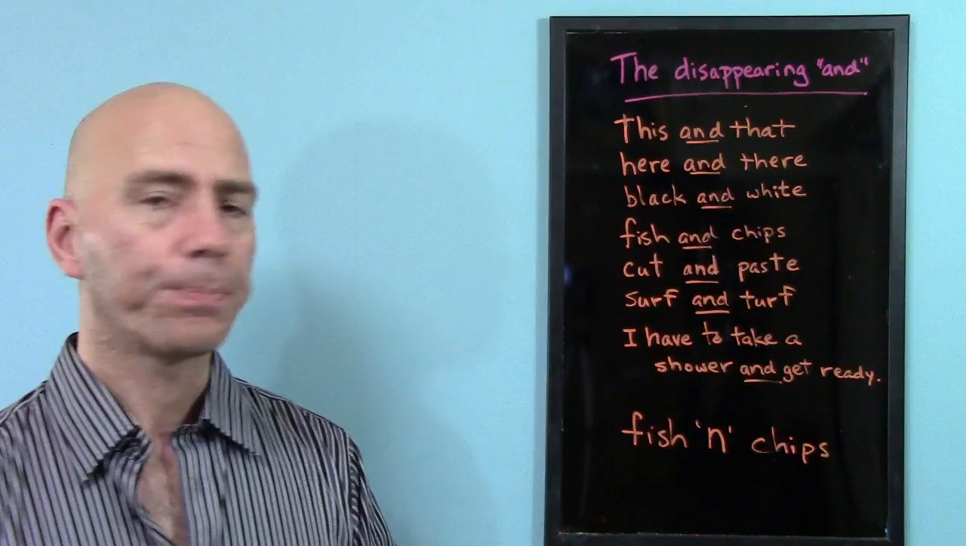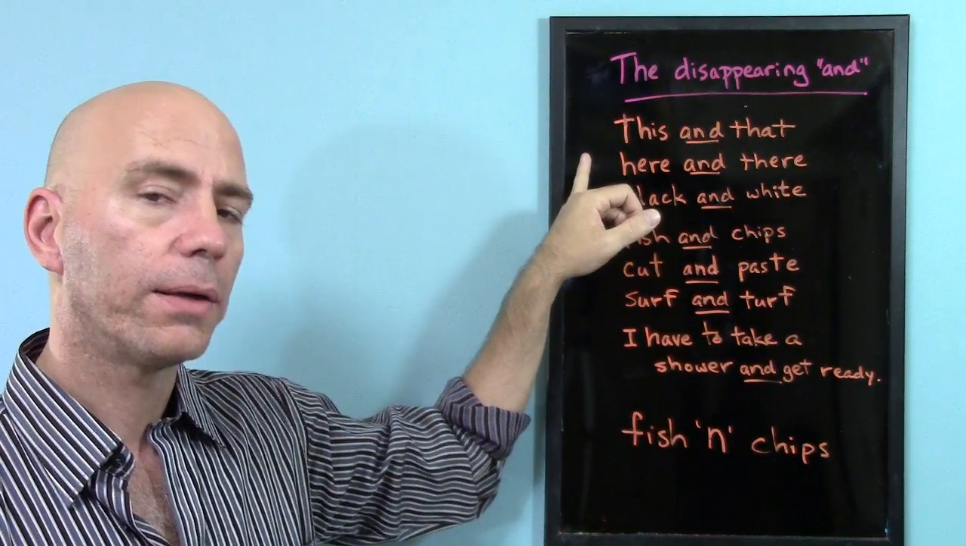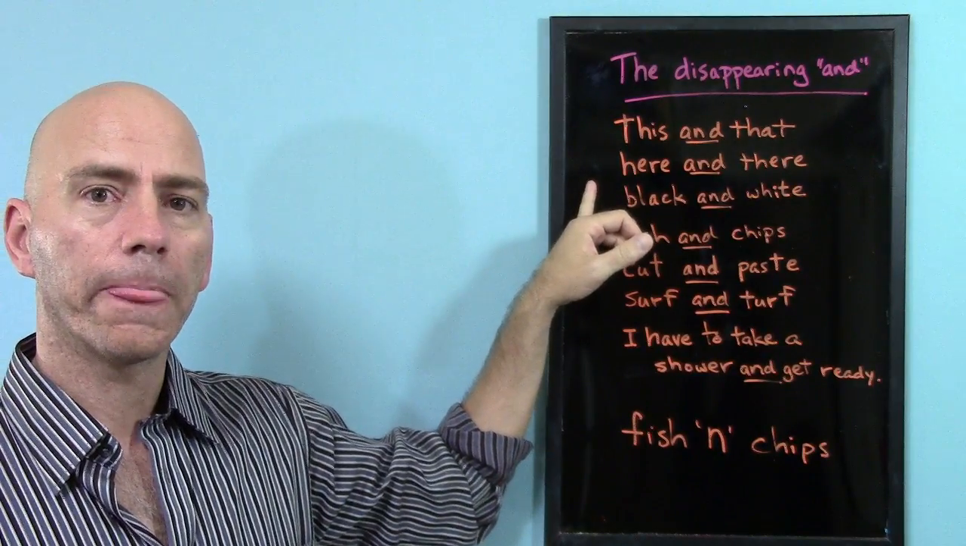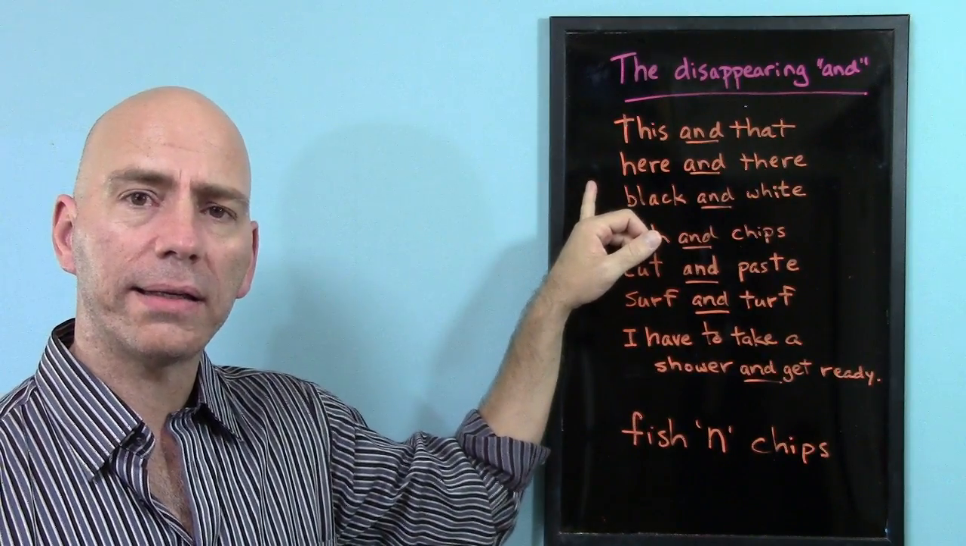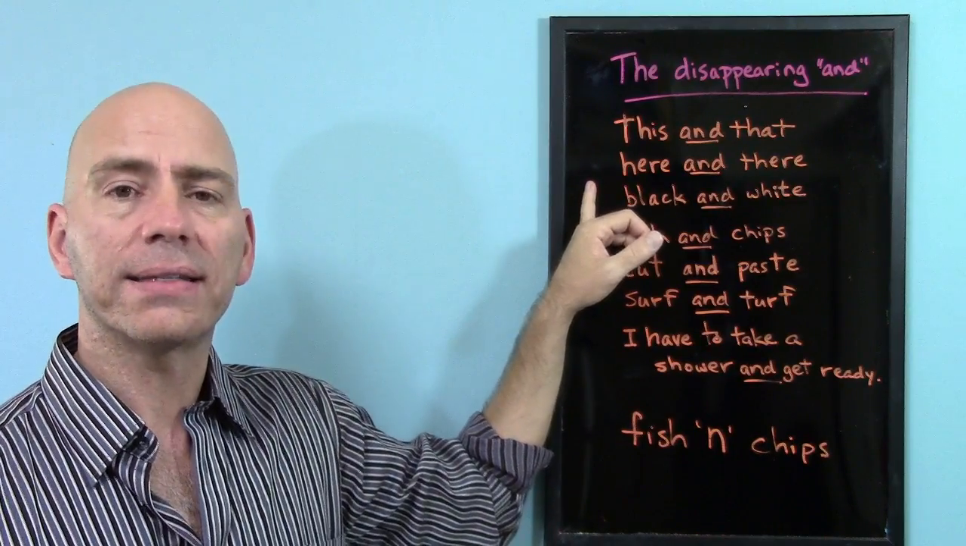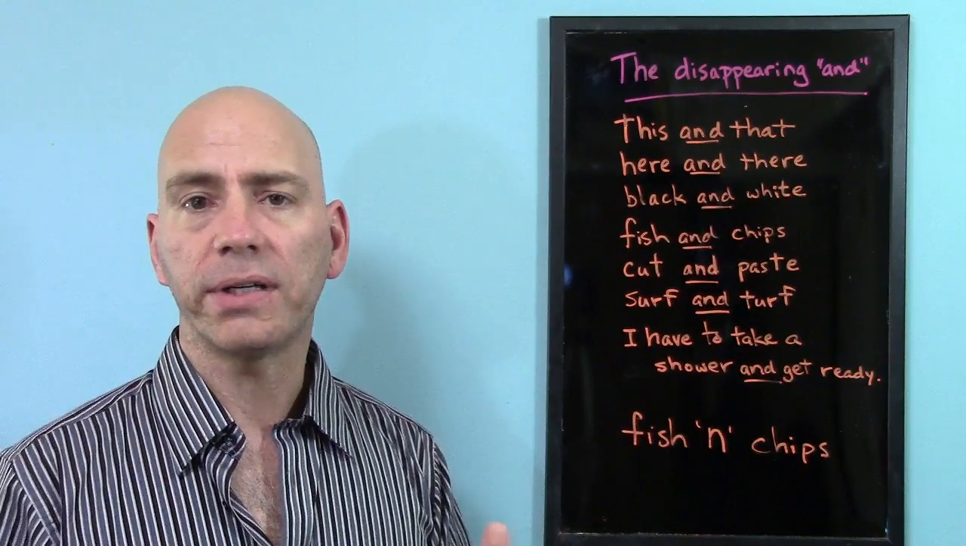So one more time. This and that. Could you hear that? This and that. Here and there. Here and there. It's short and it's weak and it's fast, yes, but it is there. I can hear it easily. A native English speaker would always be able to hear it.